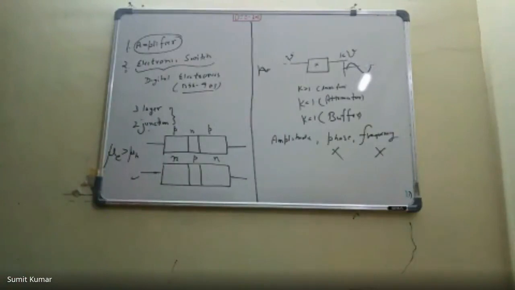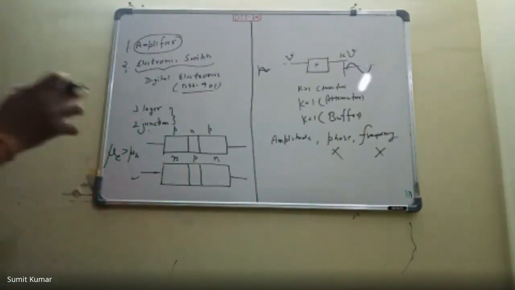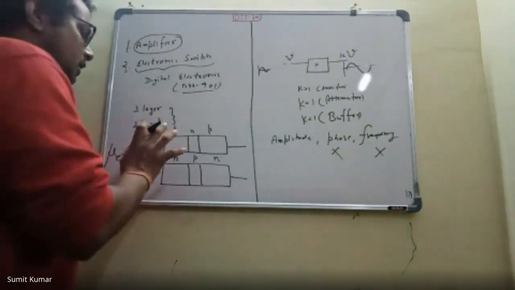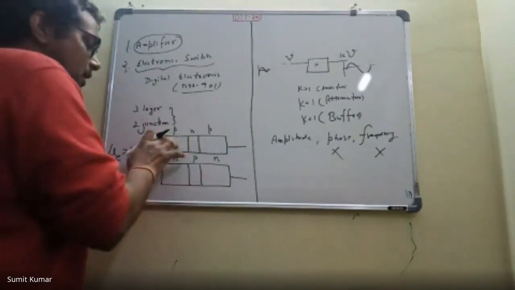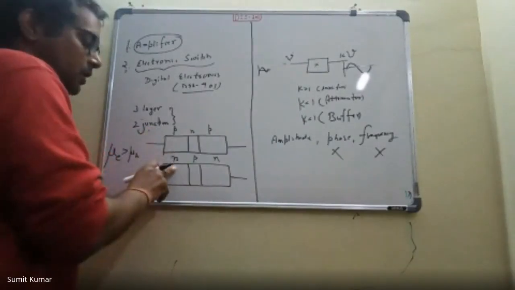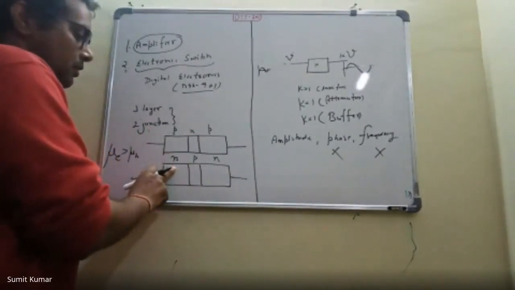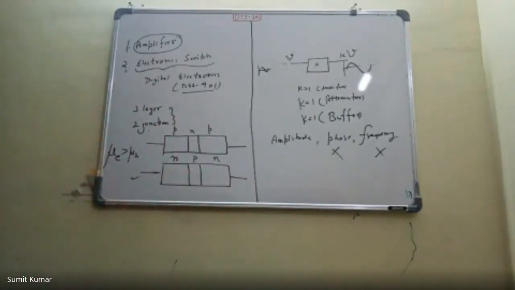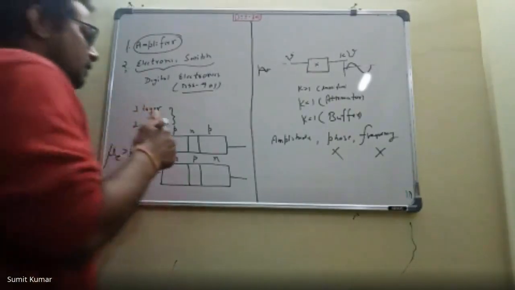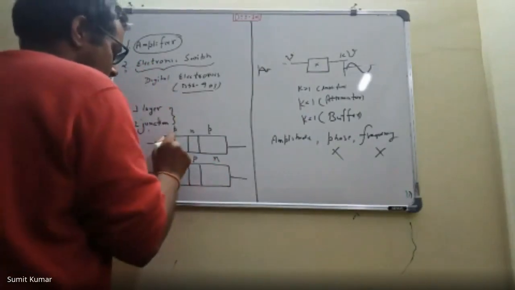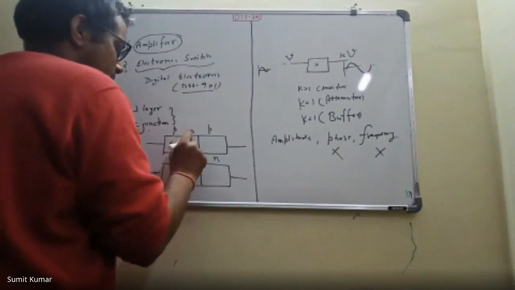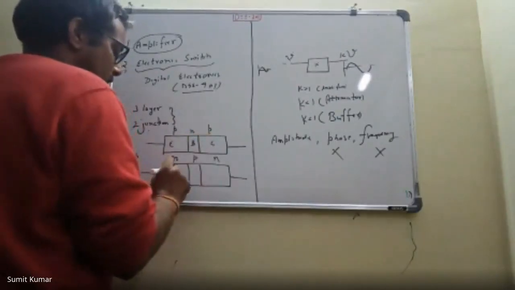When we talk about the difference between PNP and NPN, the only thing is this: here the majority charge carriers will be the holes, and here the majority charge carriers will be the electrons. So this is how the device works, and these were the basics that we discussed in the previous class, and we discussed the nomenclature. This region is called the emitter region, this region is called the base region, and this is called the collector region.